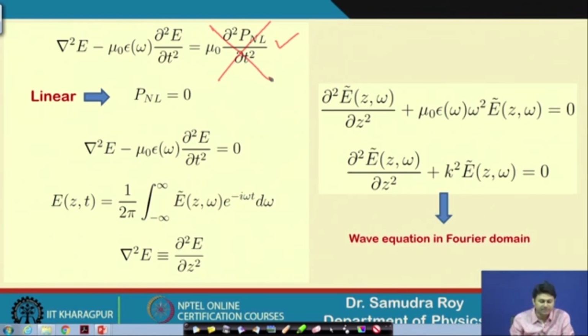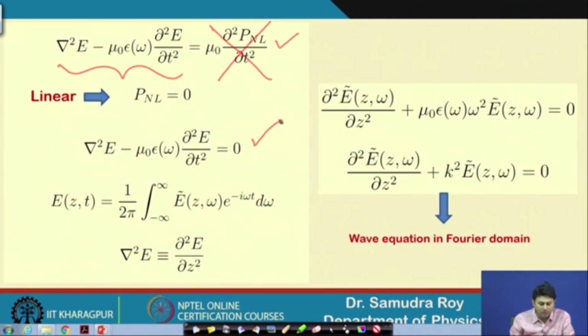Let us consider this for the time being, but in the later part or in the next class, maybe we need to take this into account also in order to include the nonlinear effects. So, if I discard this term P nonlinear, then we will have only this term in our hand, which is simply a Maxwell's wave equation without any nonlinear component in it.